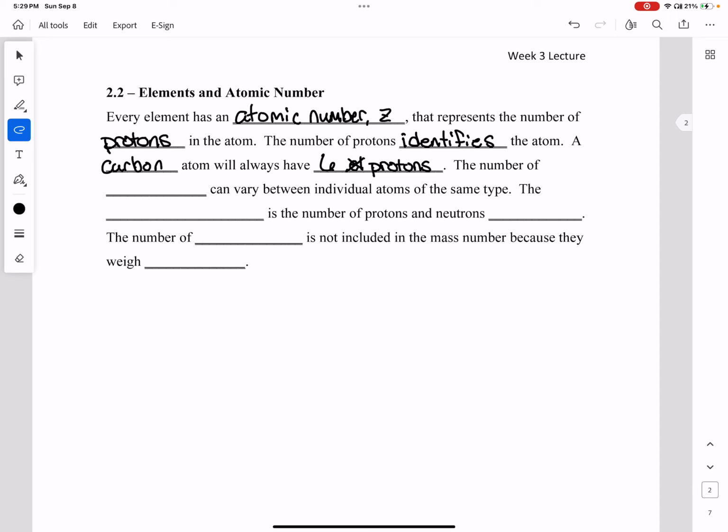And so the number of neutrons, however, can vary between individual atoms of the same type. So there's the mass number, which is symbolized by A, and that's the number of protons and neutrons added up.